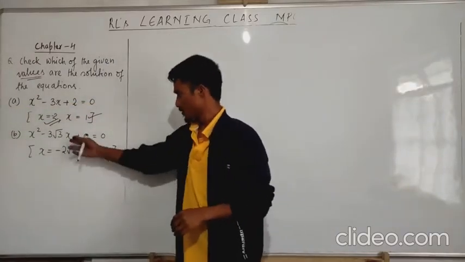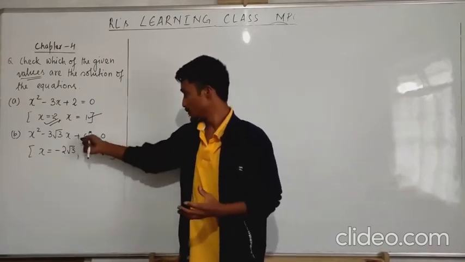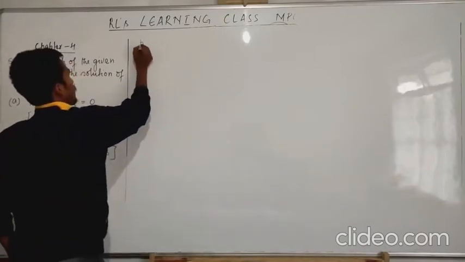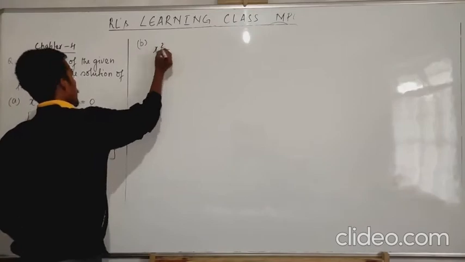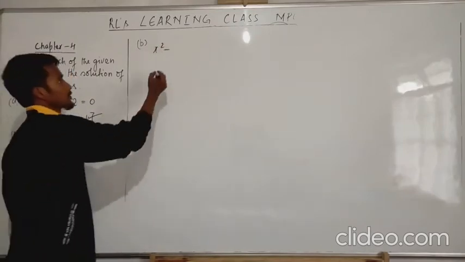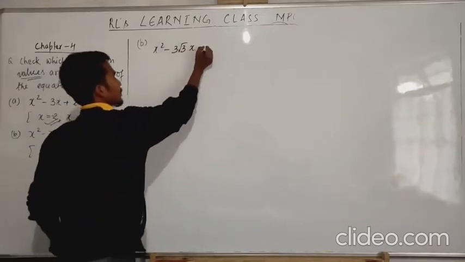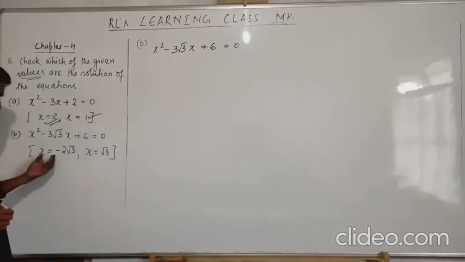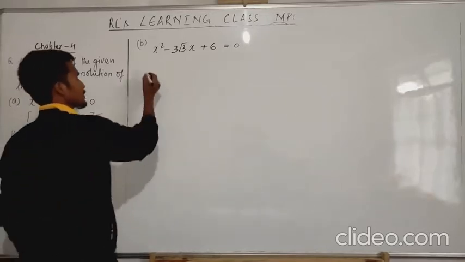Okay, now let's look at this question. Which one from here is the solution of this equation? Solution means the answer, I can say. Okay, question number B: x squared minus 3 root 3 x, then plus 6 equal to 0. Then we have to check whether this is a solution or whether this is a solution, or it may be that both are solutions.